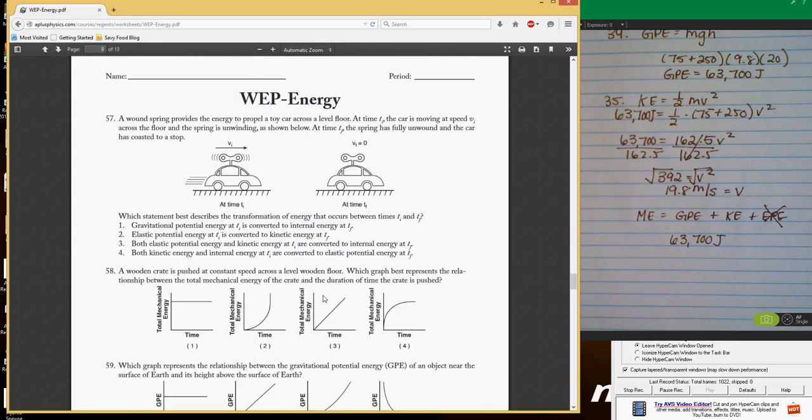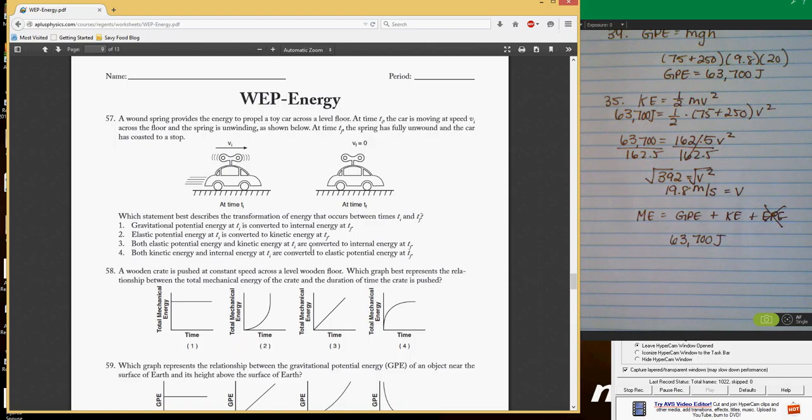The next one is, we're going to do the car one. It says that a wound spring provides the energy to propel a toy car across a level floor. At time initial, the car is moving at a speed of v initial across the floor, and the spring is unwinding as shown below. At time equals t final, the spring has fully unwound and the car has coasted to a stop. So automatically, you should know there's a spring in the car, which is your elastic potential energy, but that's causing the velocity over time from our initial to final.